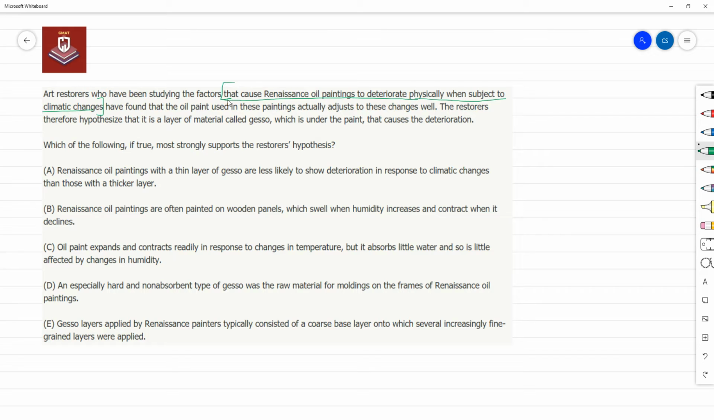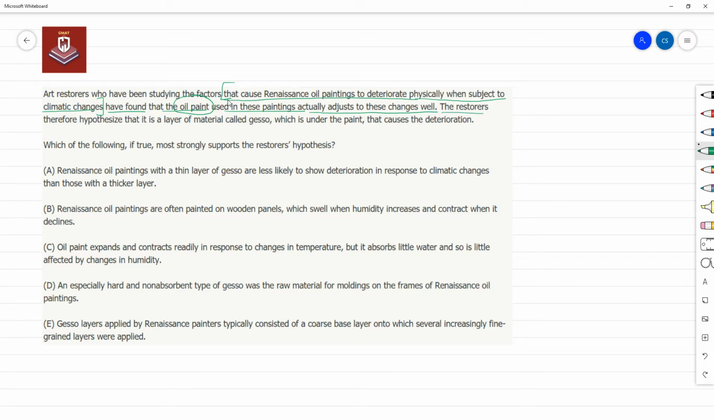Which factors cause these paintings to deteriorate when subject to climatic changes? These art restorers have found that the oil paint used in these paintings actually adjusts to these changes well. Okay, so actually oil paint is not the culprit which leads to deterioration. They have found that this oil paint adjusts to climatic changes well.